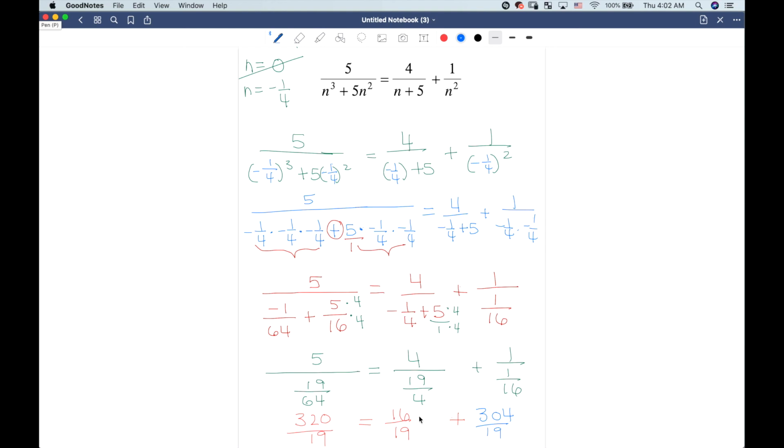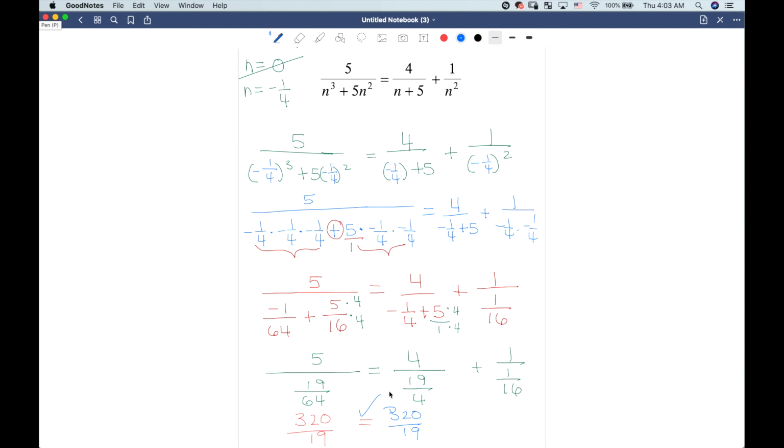All right. So now that the denominators are the same, I can go ahead and just add the numerators. 16 plus 304 is 320. Denominator stays the same. And now they check out.